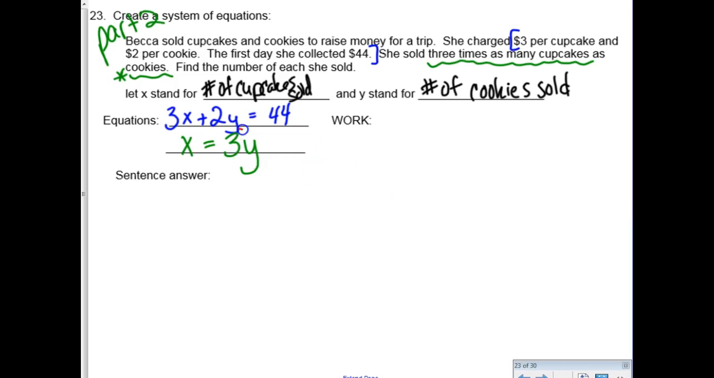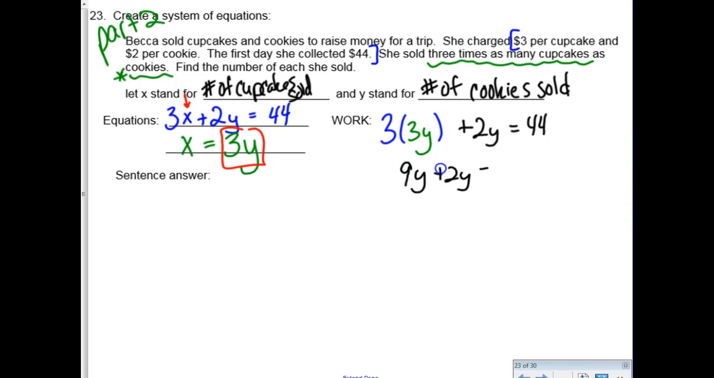Now you're going to solve it. This is a great candidate for substitution. I'm going to substitute right there for x, 3y. So 3 times, not x anymore, but 3y plus 2y equals 44. Why did I switch colors? I don't know. And you have 9y plus 2y equals 44. So when you divide by 11, you get y equals 4. And then go back here, plug in y equals 4 and get x equals 12, but I need a sentence answer.